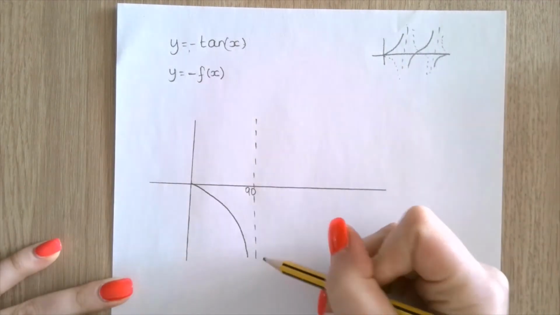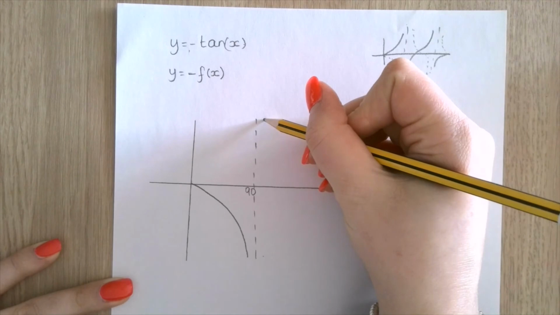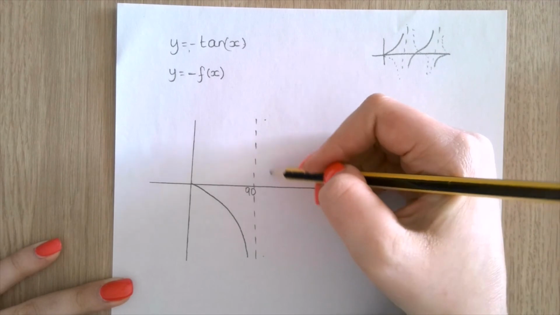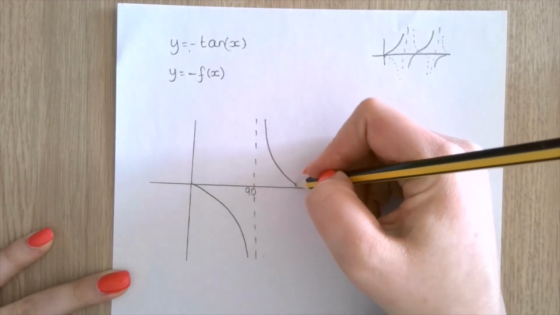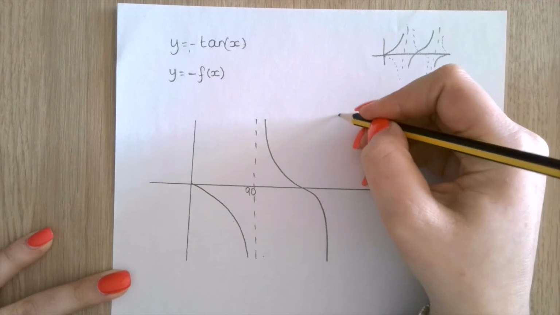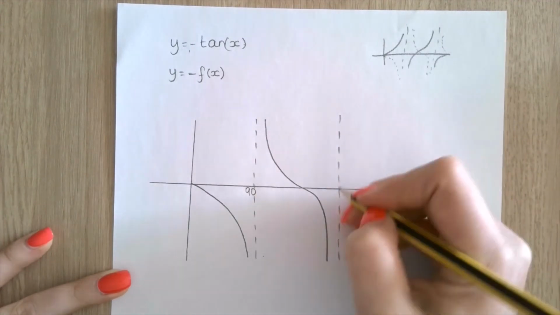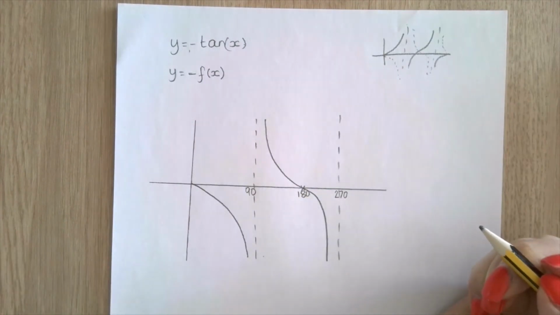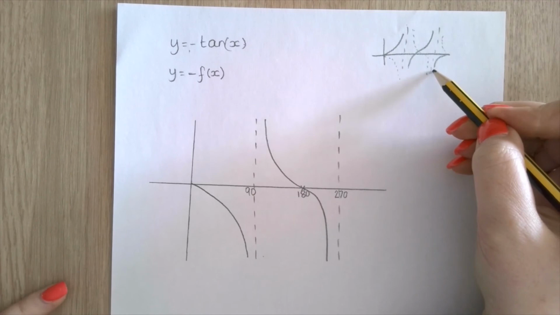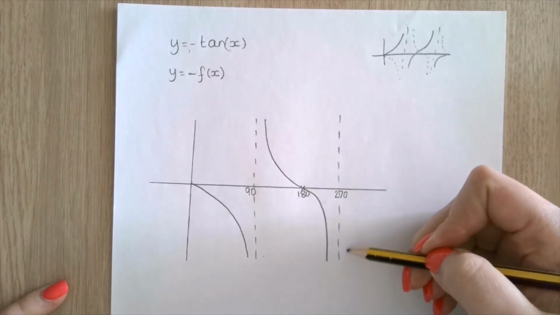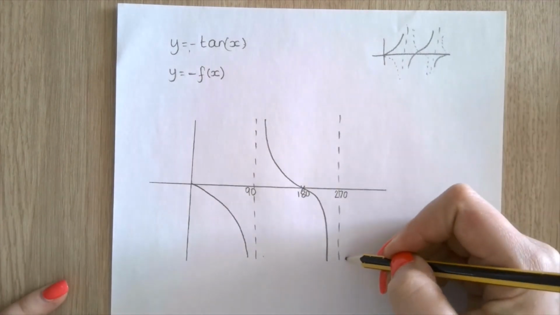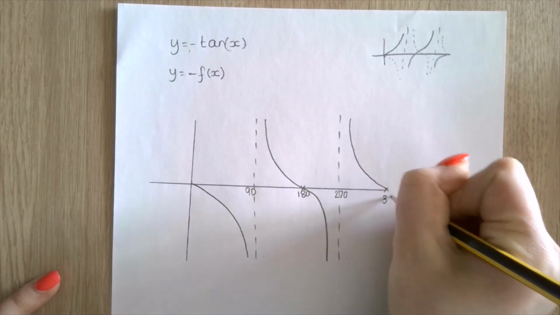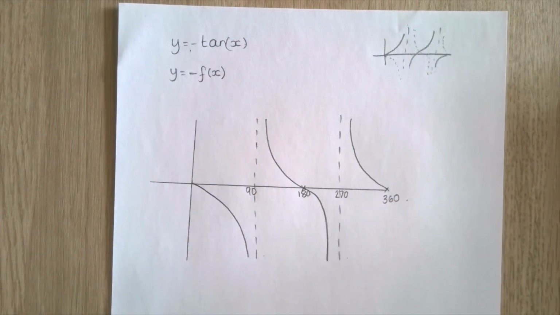This point down here will be reflected up to here and where it would naturally come like this, will become like this, with an asymptote remaining at 270 degrees. This point here remaining at 180 degrees. And finally, this down here, which would be down here on a normal tan graph, will be reflected up here and will look like that.